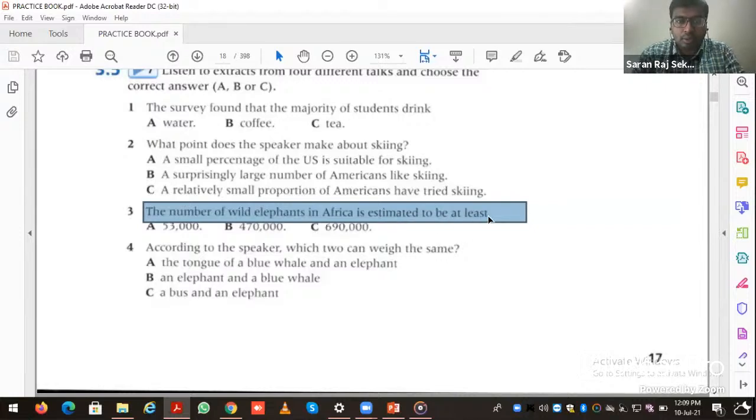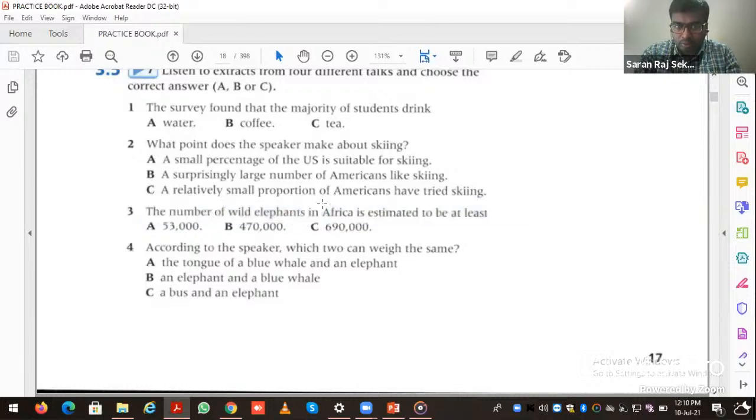So here, when you look at the question, the keywords are something unique. As I said, we have to ignore the common things. The number of wild elephants: the whole audio is going to be about the wild elephants, but we have to know what is in Africa and what is at least, because at least represents the minimum count, and we have to know in Africa.